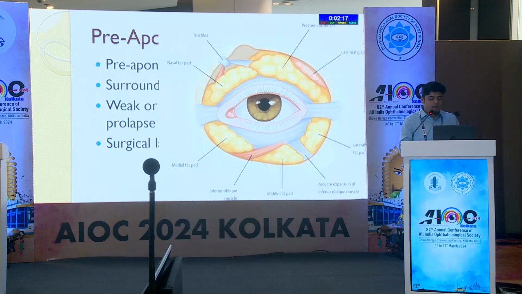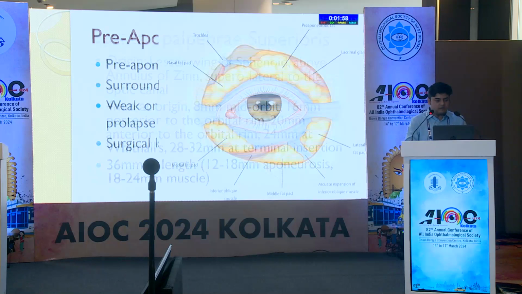Now, the nasal fat pad is from a different neuroectodermal origin and is yellowish in color and has larger globules. And in the lower eyelid, there are three fat pads: the medial, central, and the lateral fat pads. And here we have to remember that the inferior oblique muscle and its arcuate expansion should not be injured while we are performing any cosmetic procedures to the fat pads.